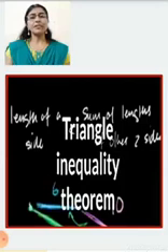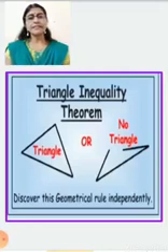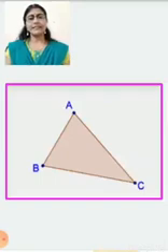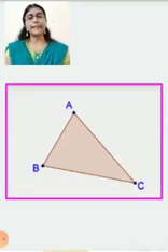Today, we will learn about triangle inequality theorem. This theorem tells us to determine if any three lengths can create a triangle or not. Let us see this. Now here, there are three non-collinear points A, B and C. They are joined to form three paths, that is AB, BC and AC.